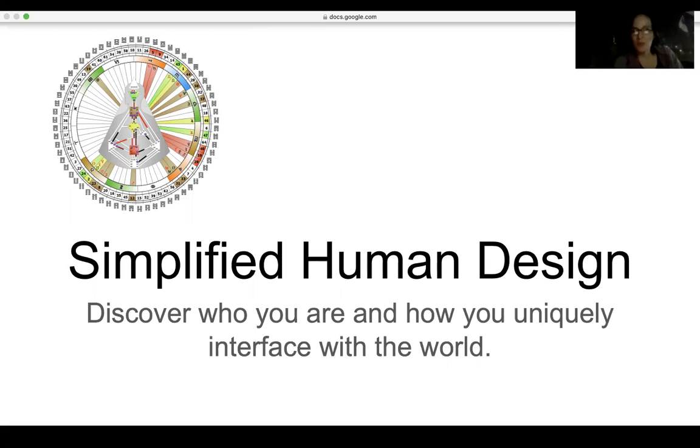We are calling this Simplified Human Design, and we're going to do our absolute best to simplify, to distill down information from human design that is going to give you easy to understand concepts and practical application tools and techniques. So we want to help you discover who you are and how you interface with the world. And that's what we're hoping to show you in this class tonight.